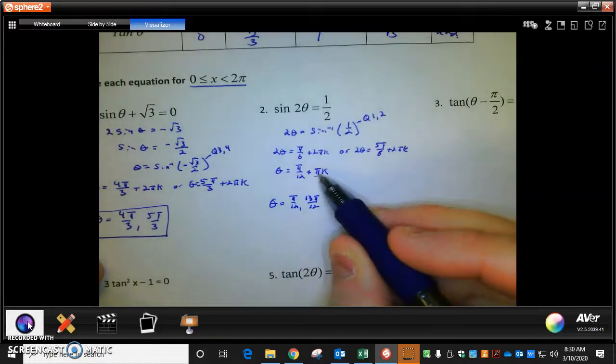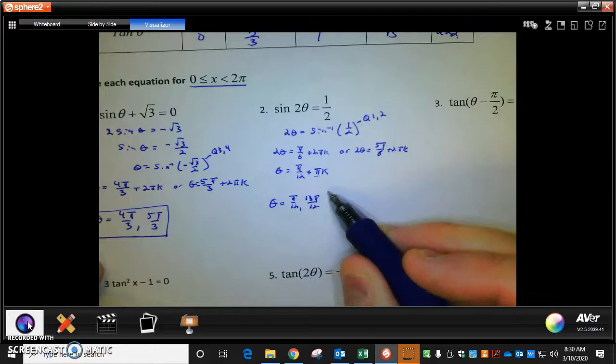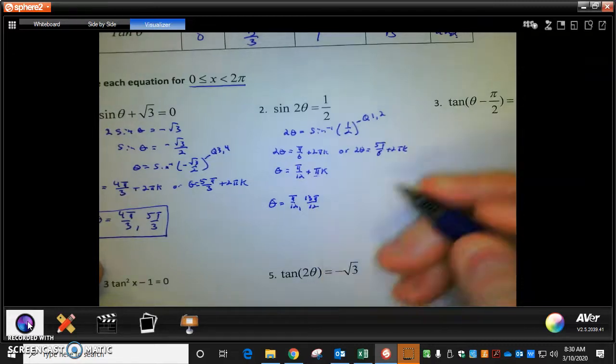Now, if I add another 12/12 to that, I'm going to get 25/12, and that would be too big. 24 over 12 would be equal to 2. So if I'm getting an answer that's bigger than 24 over 12, then that's too much. So I can stop right there.